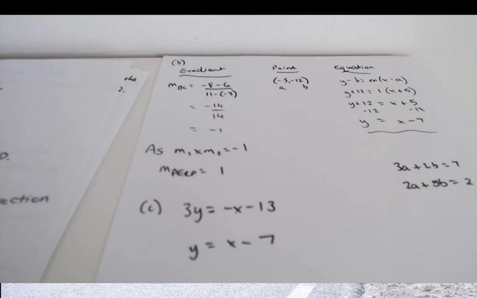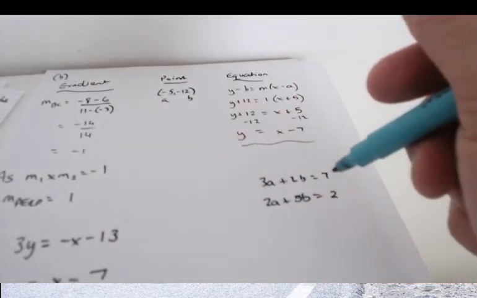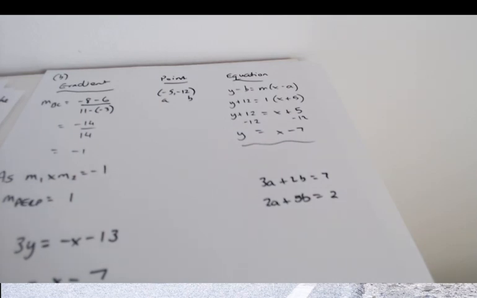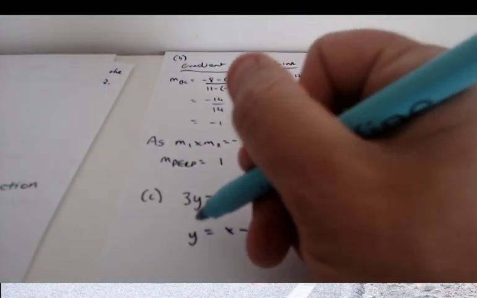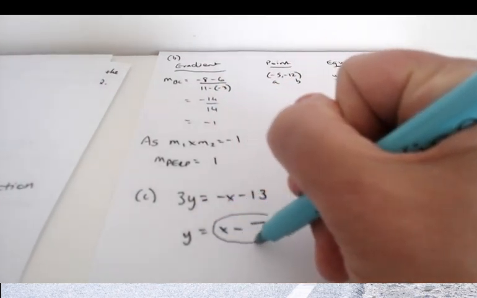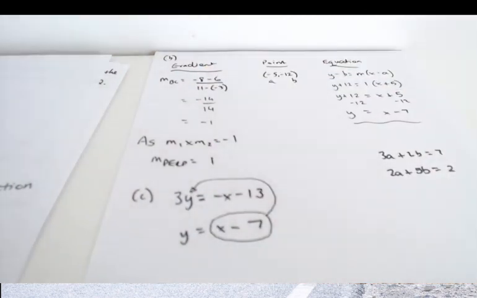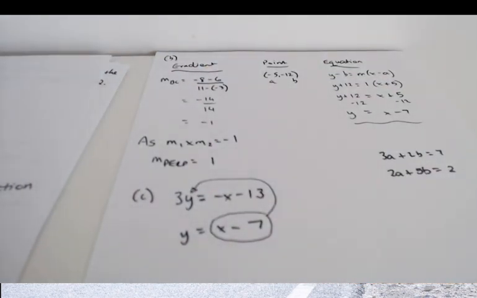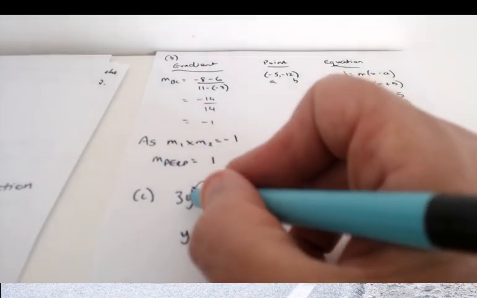To do simultaneous equations, this method over here where you make the a's the same and then take them away from each other, that's called elimination. But we also have another method which is called substitution. This says y equals x minus 7. I am going to substitute that in there in place of the y. We've got another way of writing it. y equals x minus 7, so that's going to go in there and replace the y.